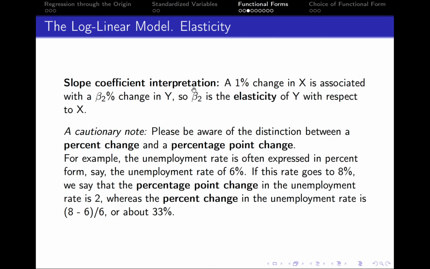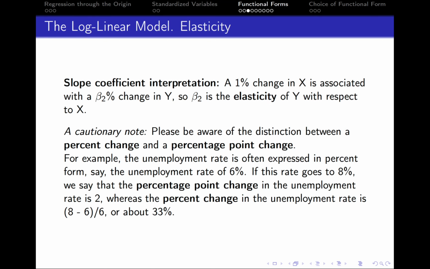And here I've put a cautionary note that you must remember. So please be aware that there is a big difference between percent change and percentage point change. So for example, the unemployment rate is often expressed in percent form. Say the unemployment rate is 6%. And if this rate goes to 8%, we say that, and now the important part, the percentage point change in the unemployment rate is 2, right? It increased from 6 to 8, so the percentage point change is 2, whereas the percent change in the unemployment rate is calculated in the following way, right? We take the new value of unemployment, we subtract the previous value of unemployment, and we divide by the previous value of unemployment, so we get that the unemployment rate has increased by 33%.